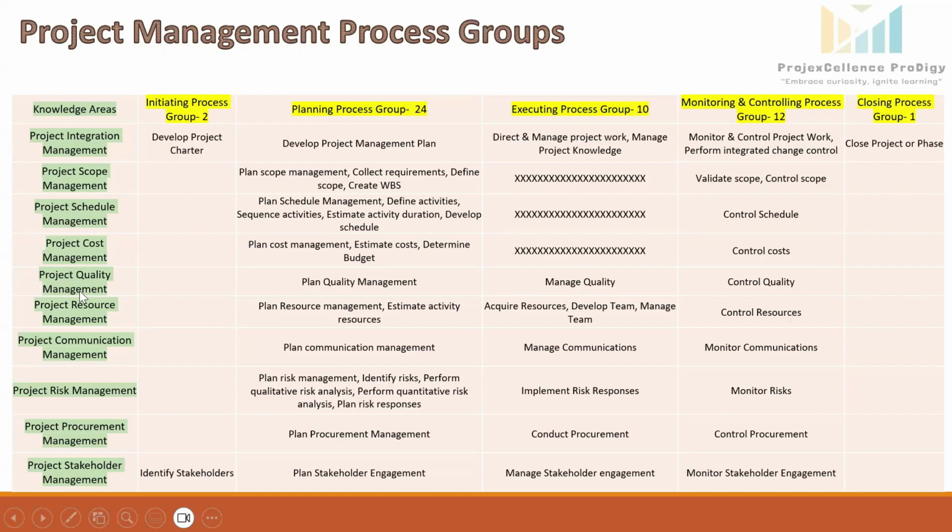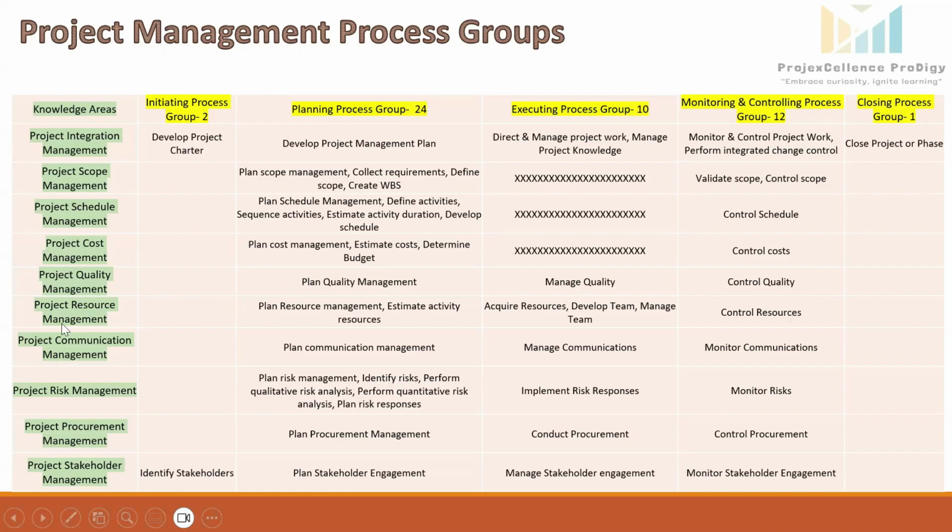Next, under project quality management knowledge area, there is only one activity, plan quality management. So the quality requirements and standards for the project and its deliverables will be identified. Quality metrics will be defined and detailed quality management plan will be developed as an output of this activity.